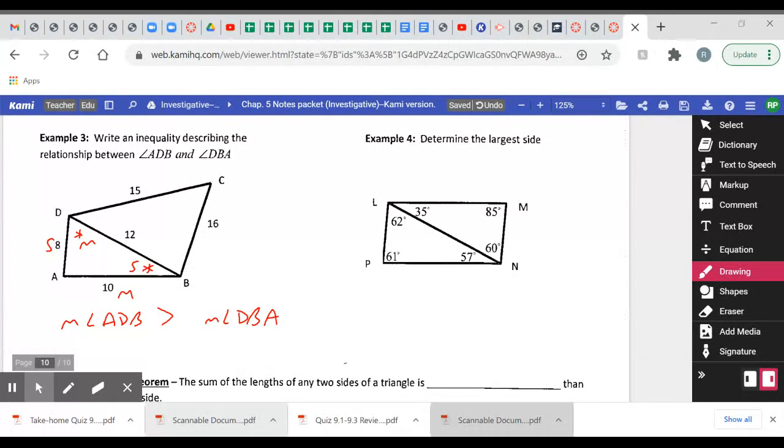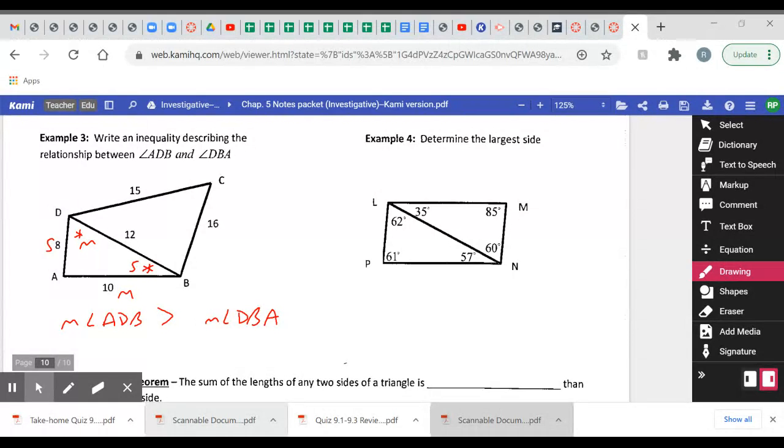Then if we look at example 4, it says to determine the largest side. In that particular case, this one's a little tricky. This is probably the trickiest one of the whole thing. Here's the thing. A lot of people would quickly look at this and see that 85 and say, well, across from the 85 must be the largest side, which is LN, and they would go with that. But comparing the angle measurements in one triangle does not work for comparing the angle measurements in another triangle. The small, medium, large thing only works in one triangle by itself.